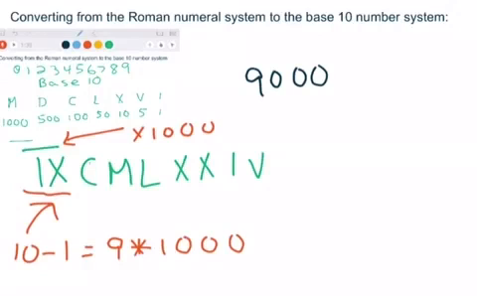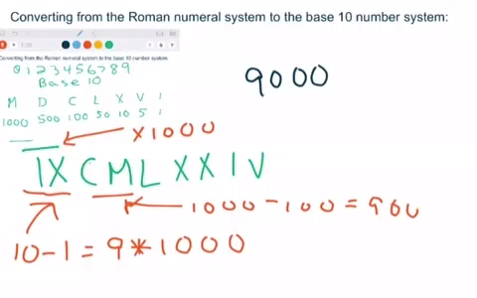Next, let's take a look at CM. I know that C equals 100 and M equals 1000. I see that the smaller value comes first, so CM means 1000 minus 100, which is 900. So now we have 9000 plus 900.